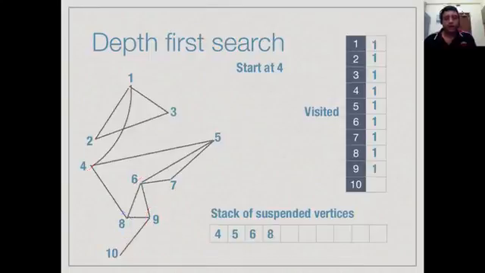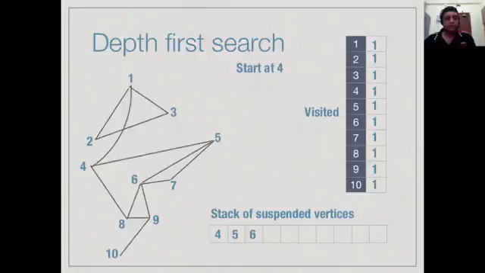So we add 9 and suspend 8. Then we move to 9. From 9 we find it has a new neighbor, 10. So we add 10 and then we are done because 10 has nothing to do. So we go back and process 9. 9 has no more new things to say because the other neighbors of 9, which are 6 and 8, are already done. So we go back to 8.